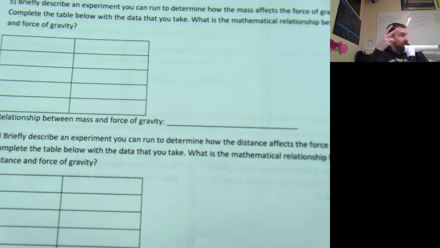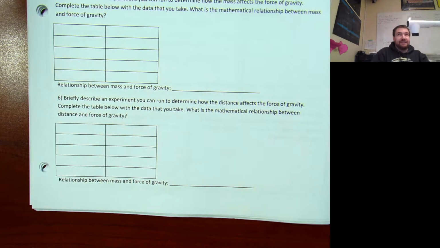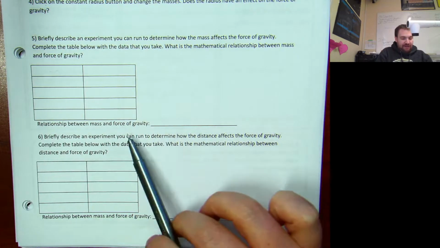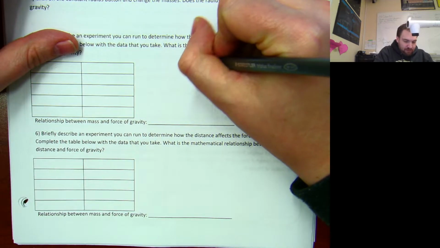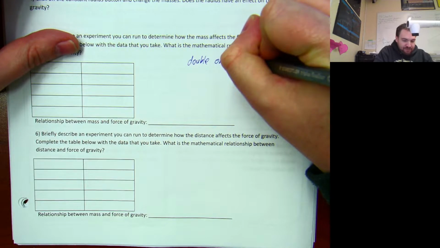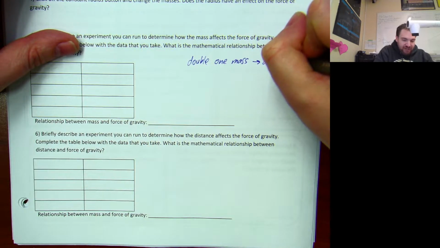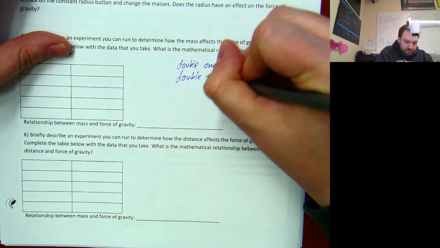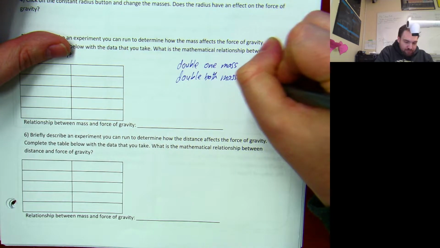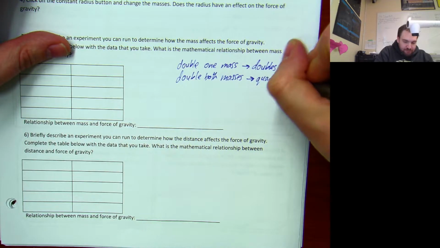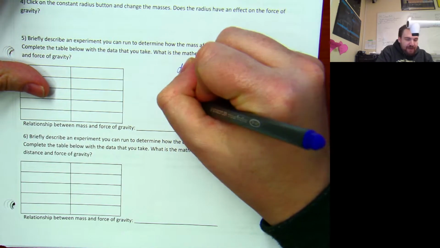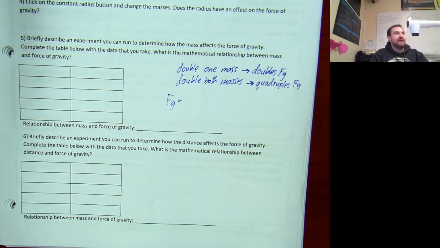So now we're starting to build a relationship. I'll jump back to that in a second. I'm going to go to the bottom here. The relationship between the force of gravity and the mass: if I double one mass, it doubles Fg. If I double both masses, it quadruples Fg. So Fg must be dependent on what as it relates to these two masses?